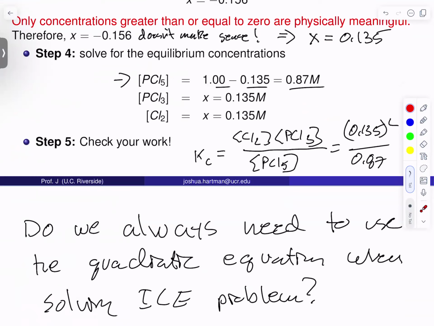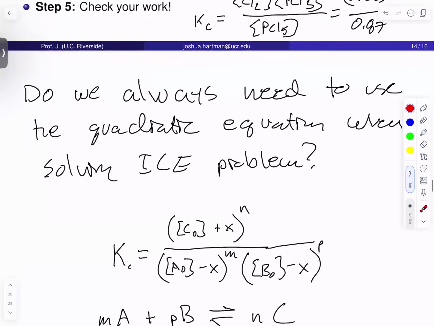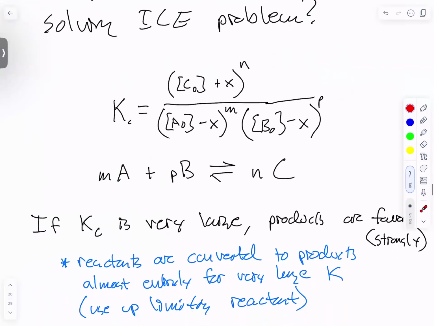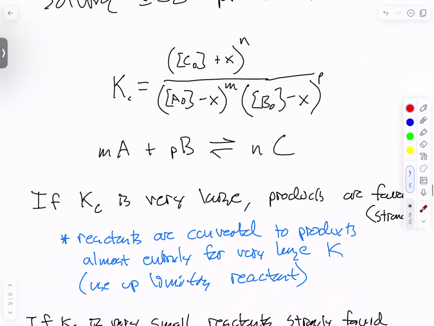Well, the bad news is that a lot of times our chemical reaction equations are going to give us higher powers of x than something you can just directly solve, like a linear function. So quadratics are very common. However, I want you to think about something. If we look at this equilibrium constant expression for this generic reaction here, there are some truths that are present.